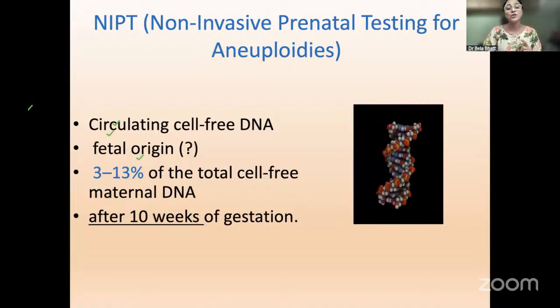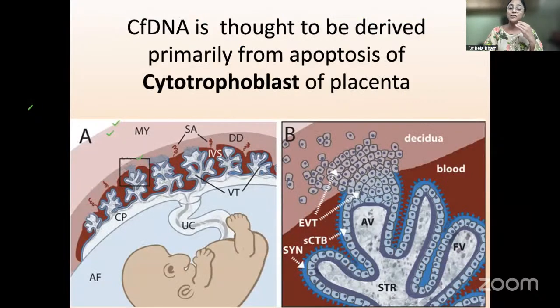Why did I put a question mark on fetal origin? Because we assume that these are fetal DNAs, but these are primarily coming from the apoptosis of cytotrophoblast of placenta. So these are placental DNA, but we assume that the chromosome of the placenta is representing the chromosome of the fetus. They are the same. So if there is any abnormality in this, it tells us that the fetus is also having that aneuploidy. But not so in every case. In rare cases, it may differ, placental mosaicism, etc.